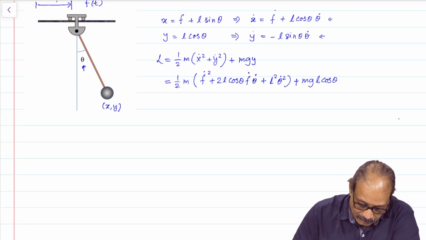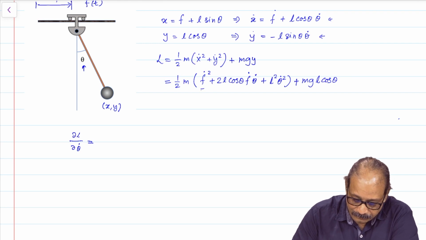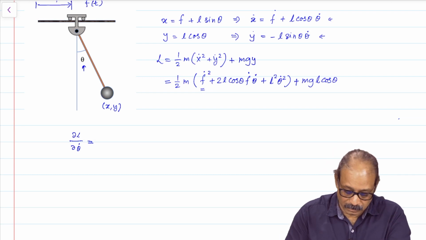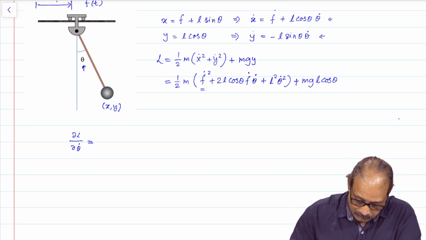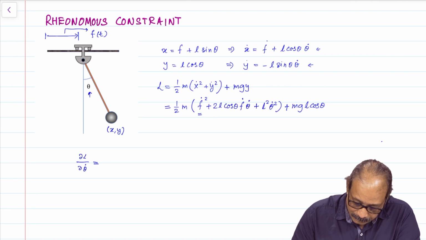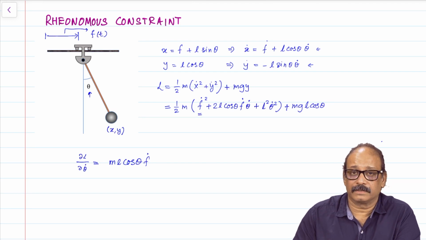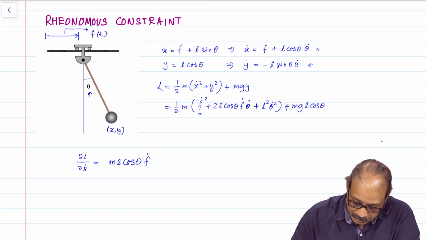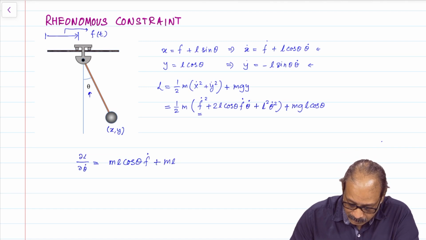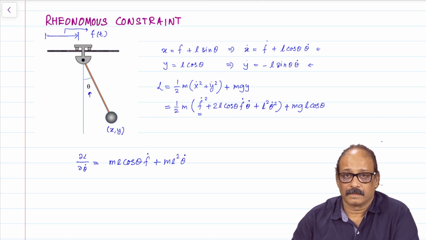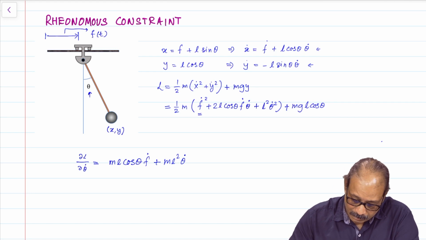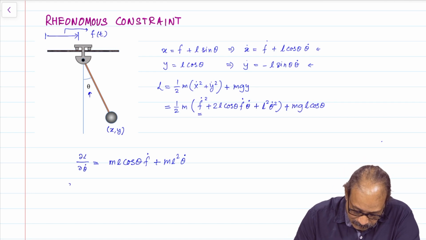First thing we will calculate is del L over del theta dot. Del L over del theta dot is nothing but, remember, f is independent of theta dot. So, the first term will go away, then we get m L cos theta into f dot. That is coming from here. You take a derivative with respect to theta dot and you would get the coefficient, and plus m L square theta dot. Okay. This is one term.